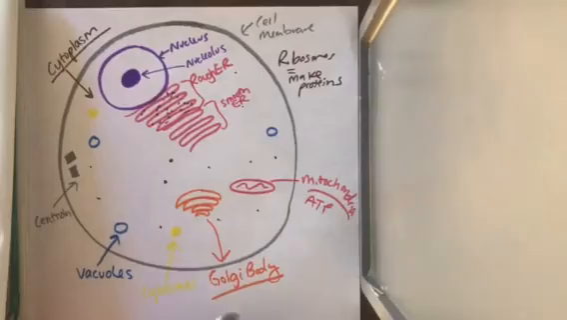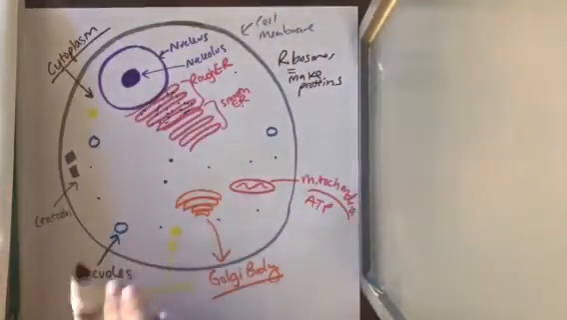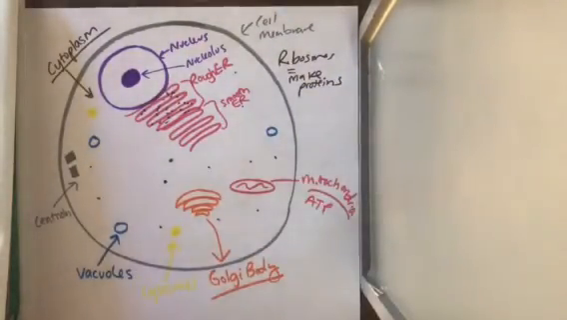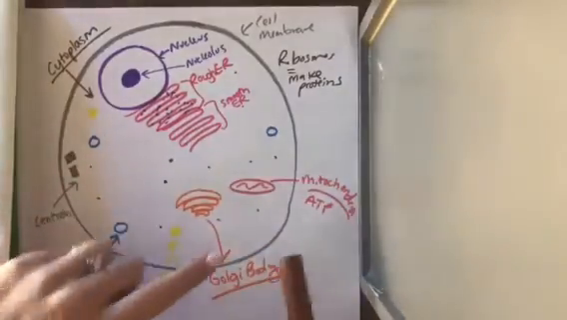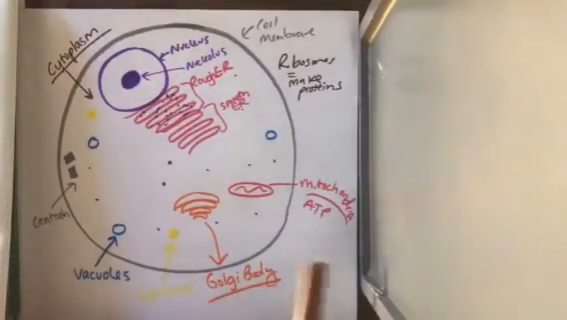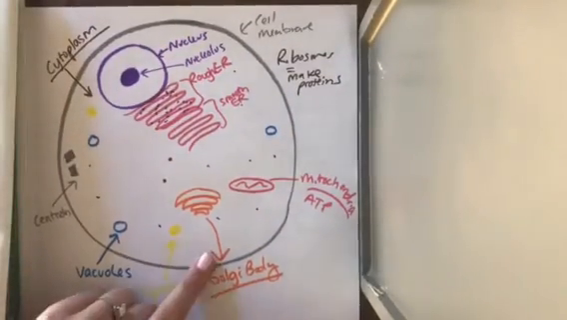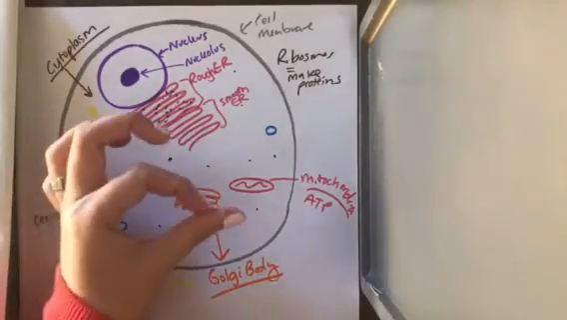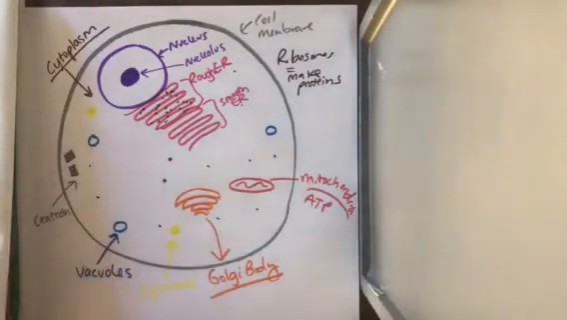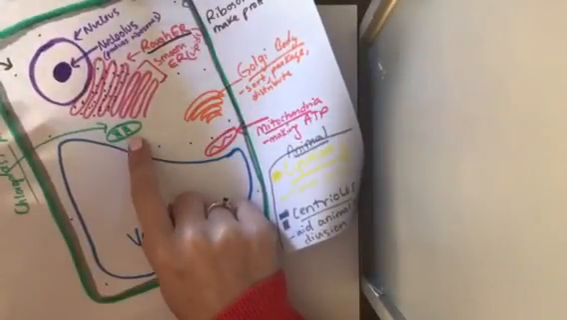If you will notice, it does not have a cell wall on the outside. This is a cell membrane. And it also does not have chloroplasts. So those little green ovals that help plants make their food, it does not have these chloroplasts.